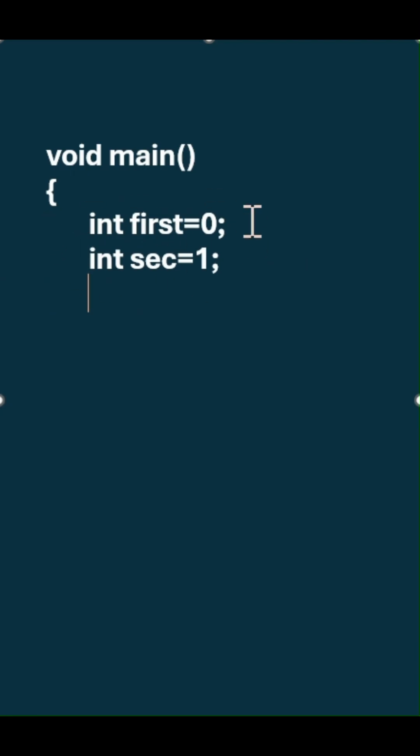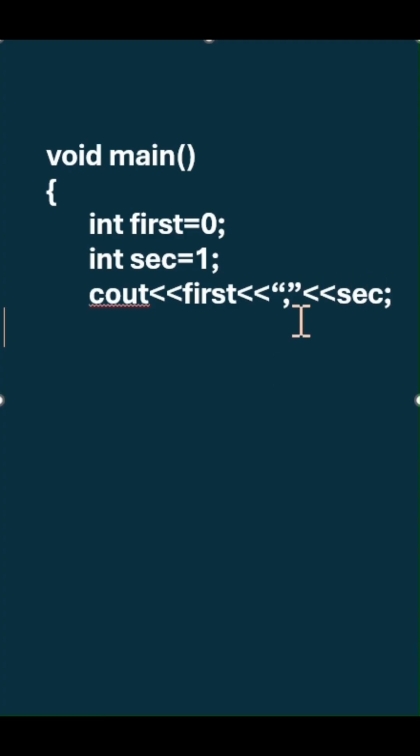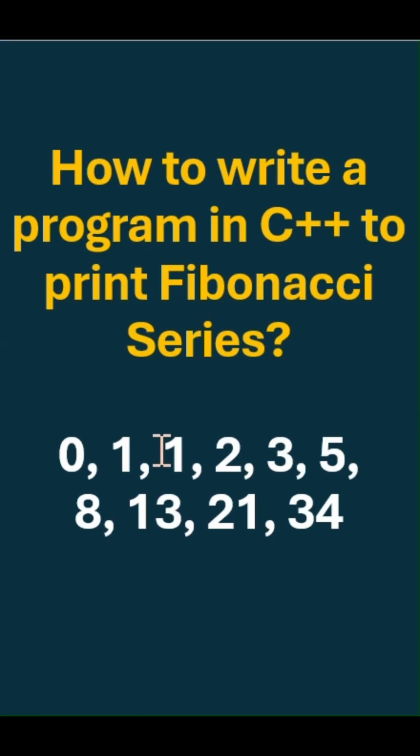So before that we will print the first number and the second number. So we will write cout first, then we will give a comma, and then we will print the second number, that is second. Now we have printed the first and second number. Now we have to print a 10 number series. You have to print 10 numbers. So for that we will have to run a loop to calculate the rest of the 8 numbers.